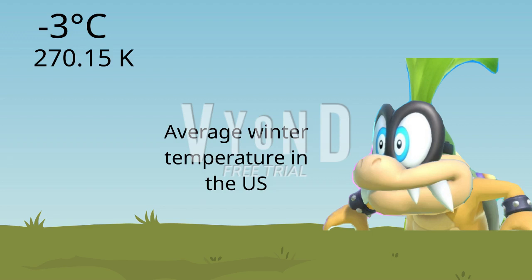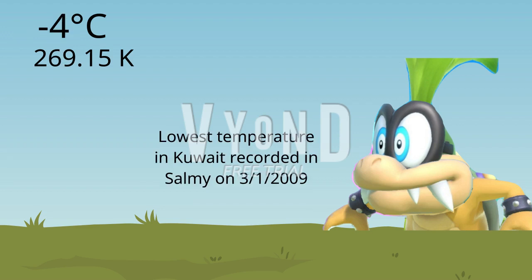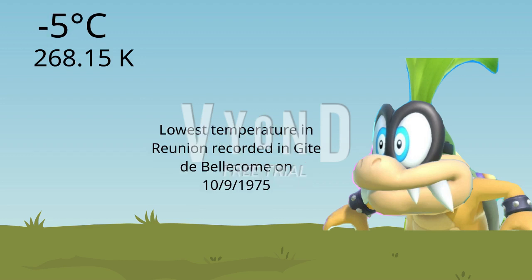270.15 Kelvin. The coldest temperature in Kuwait is minus 4 degrees Celsius, or 269.15 Kelvin, recorded in Sami on the 3rd of January 2009. The coldest temperature in Reunion is minus 5 degrees Celsius, or 268.15 Kelvin, recorded in Gite de Belcombe on the 10th of September 1975.